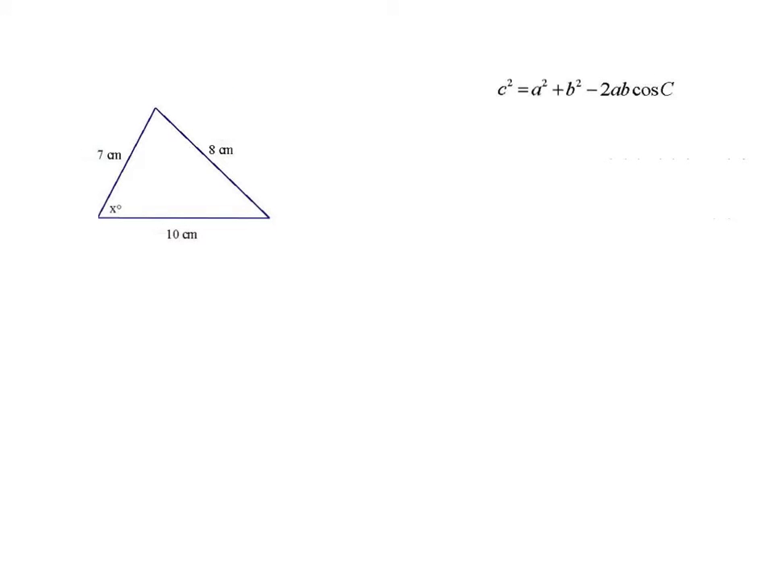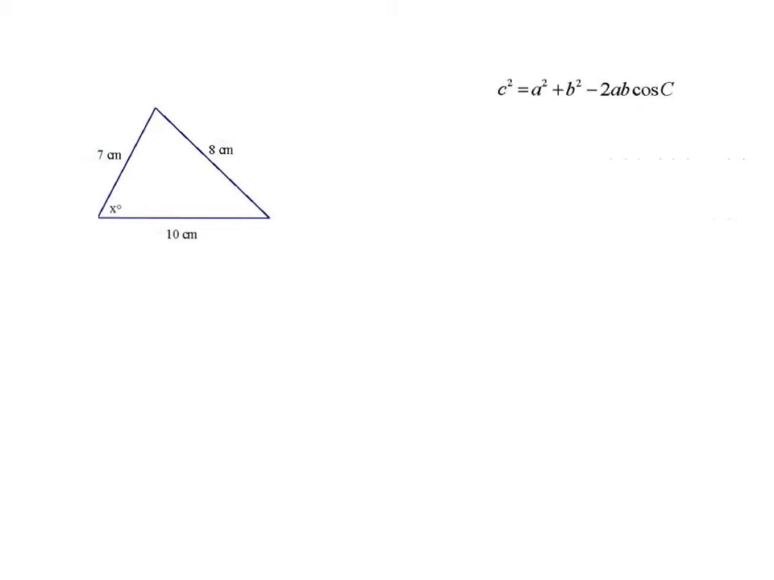Here's an example of the other situation in which the law of cosines is helpful. In this problem, we know all three of the sides of the triangle, and what we want to know is one of the angles. So in the formula, we'll be substituting numbers for all of the lowercase letters, and we're going to be solving for the cosine of C.